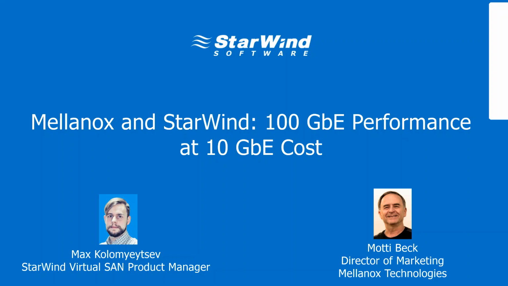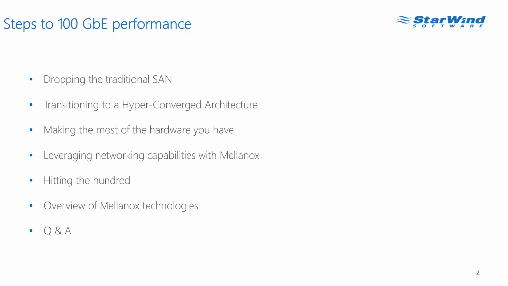So, getting 100 gigabit Ethernet performance at the 10 gigabit price. Our quick steps for achieving this goal, at least virtually here on the slides, not showing what we do in the lab, is the following. First thing we need to do is dropping the traditional SAN. This is something we'll discuss on the first slide. After that, we'll see how we transition to a hyper-converged infrastructure and what benefits it brings us.